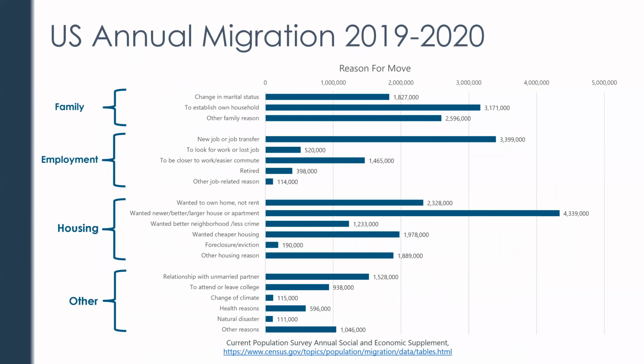The other thing that I wanted to dig into for myself was why people were moving. And so I've categorized these, or actually they've categorized these from different groups. And so you can see for different reasons, like family reasons or employment reasons or housing reasons, why people are choosing to move. The biggest number there is in that housing category. They just wanted a newer, better, larger house or apartment. And that's over 4 million of the people that moved are choosing that one.